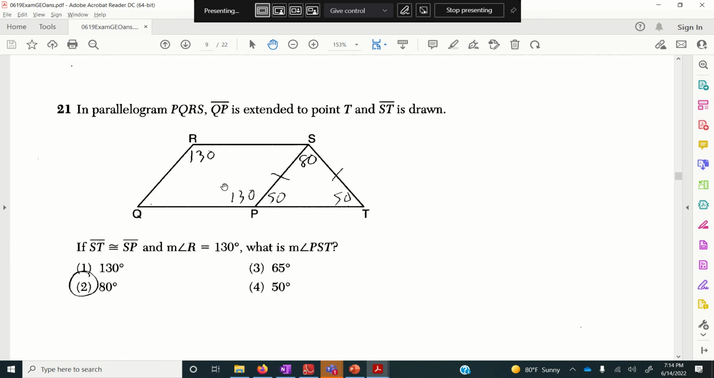Same thing in this one. Opposite angles equal. It's isosceles. The base angles are equal, so you can get this and then get that measure. So that's 80.